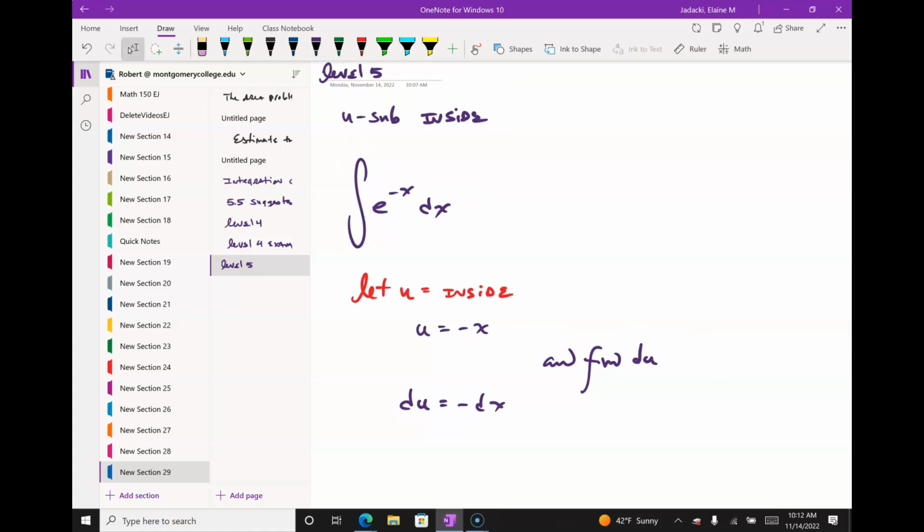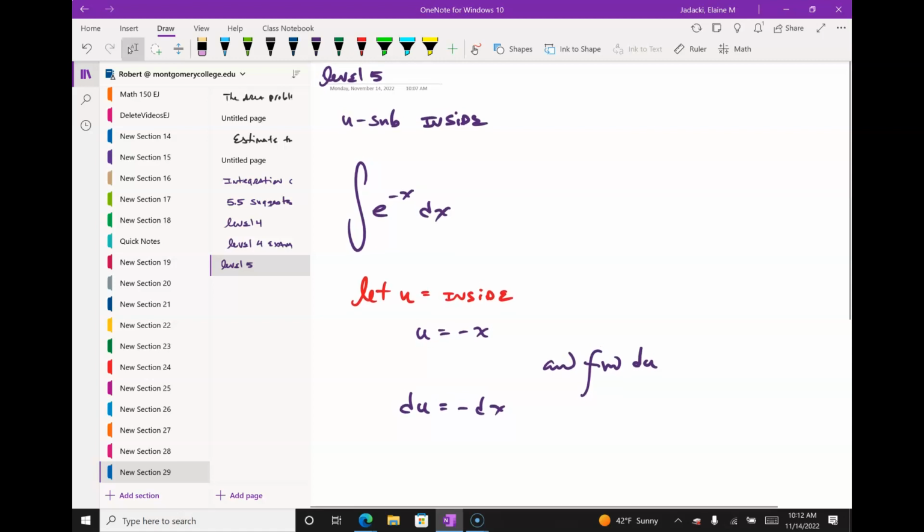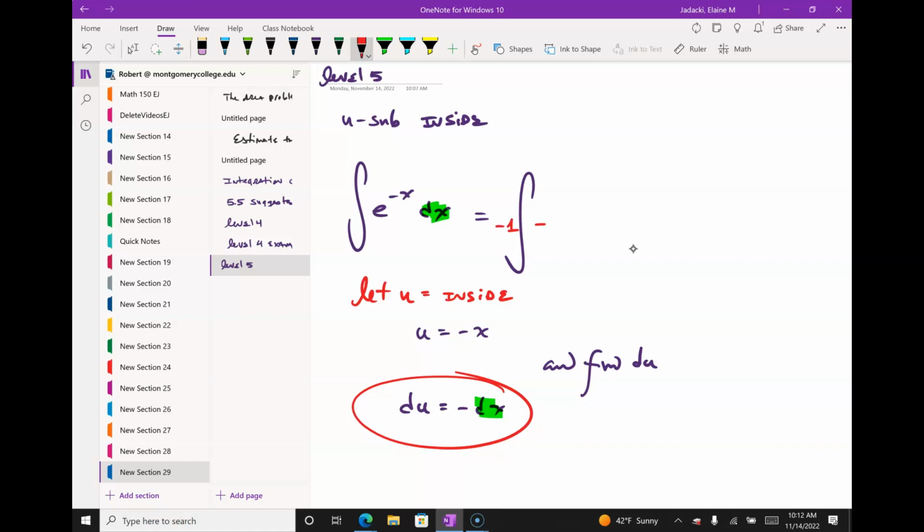I'm now back to level 2. Actually, level 3. I need to manipulate this so I can make my u sub, right? I've got the dx part, but what don't I have? I've got the dx piece, but what am I missing? For my du, what am I missing to get the negative 1, right? So what I'm going to do is multiply by negative 1 on the outside and on the inside.